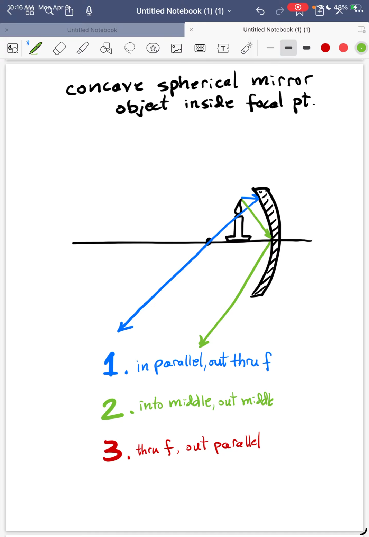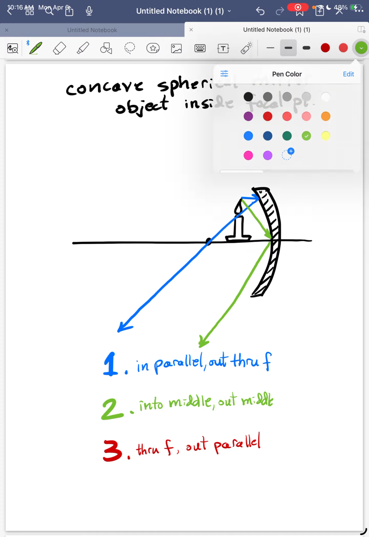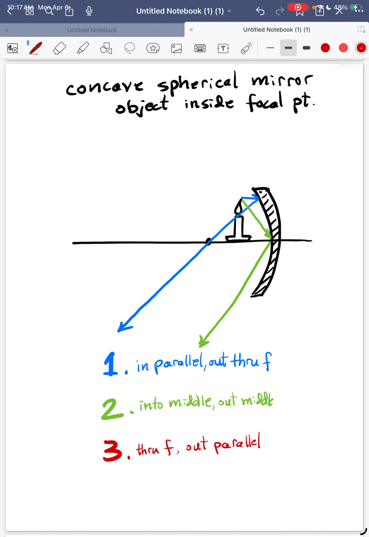Okay? You might go, wow, this is crazy. These lines are never going to intersect. Well, we'll get to that in a minute. We'll show you why that happens. And now we'll do the last one. So it's going through the focal point, and then it goes out parallel.